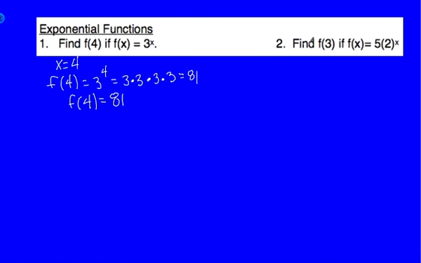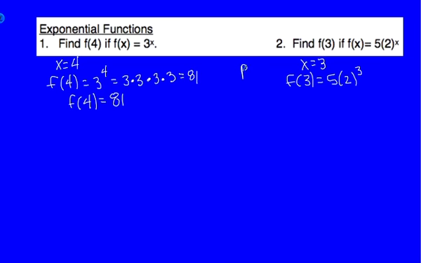Number 2 says find f of 3 if f of x equals 5 times 2 to the x. So just like we did on the last one, we look and see f of x and f of 3, and we notice that the only difference between f of x and f of 3 is that x has been replaced with a 3. So that means that everywhere we see an x in our function f of x, we're going to replace it with a 3. So that means we're going to do f of 3 equals 5 times 2 to the 3rd.